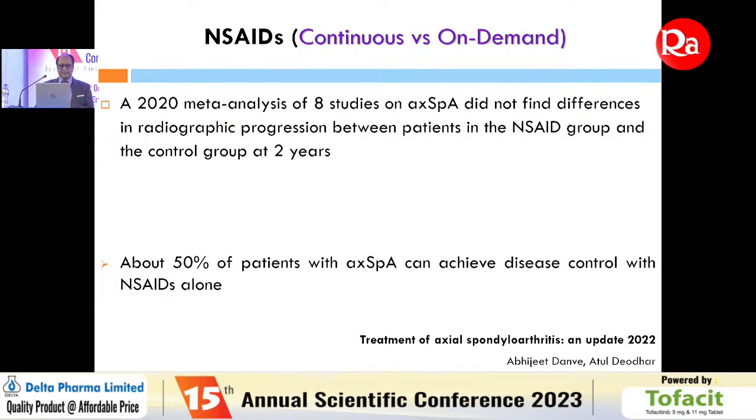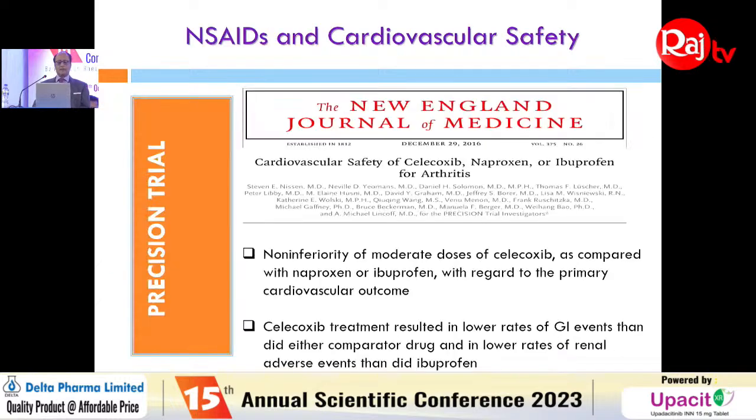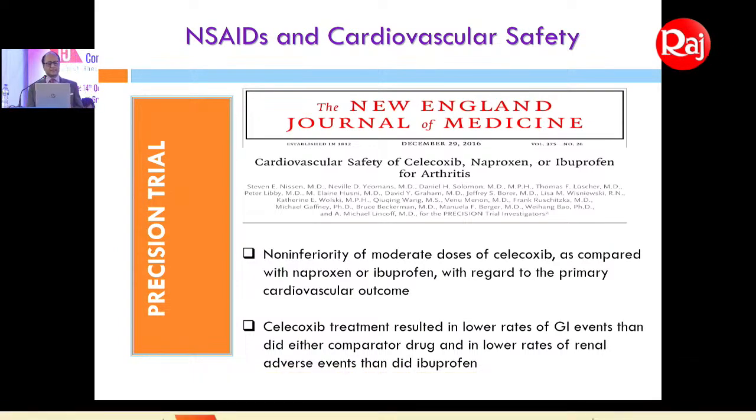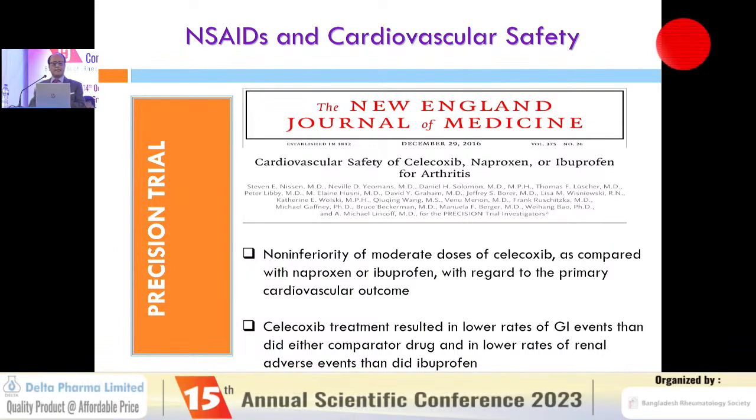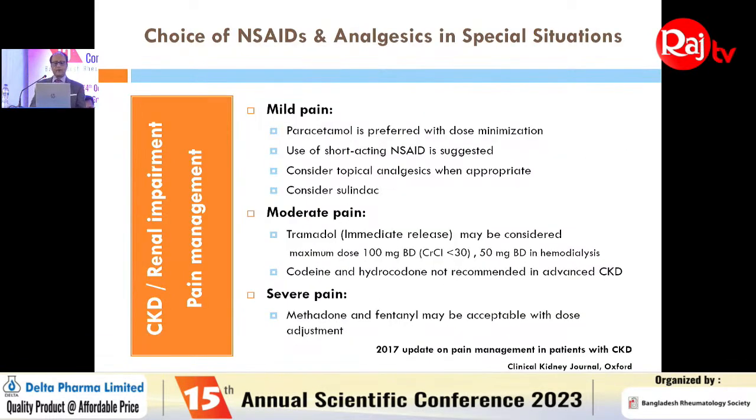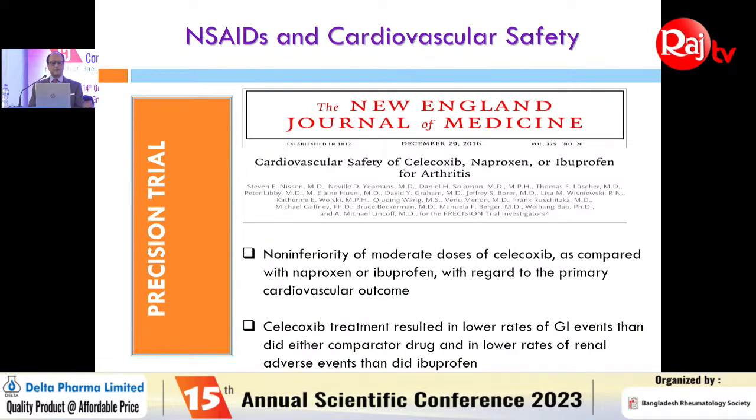Then another meta-analysis, in 2020, also did not find any differences between patients in the NSAID group and the control group at the end of 2 years. And then the PRECISION trial, in this trial, they tried to look at the cardiovascular safety of celecoxib, naproxen or ibuprofen, and they didn't find any difference.